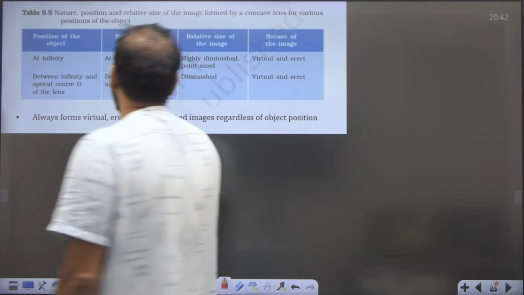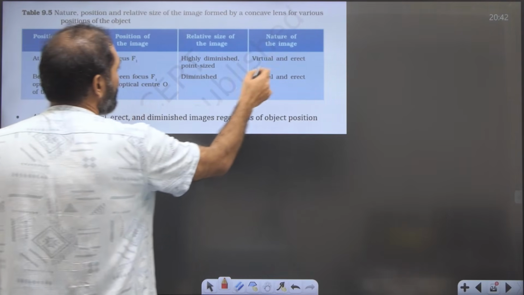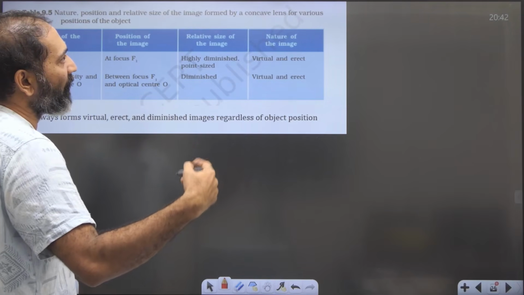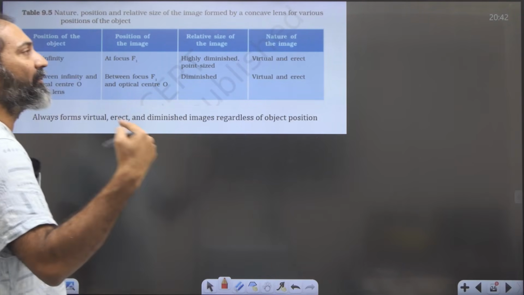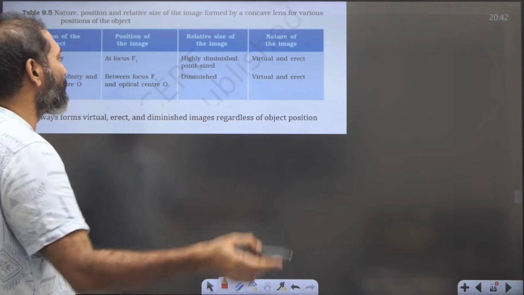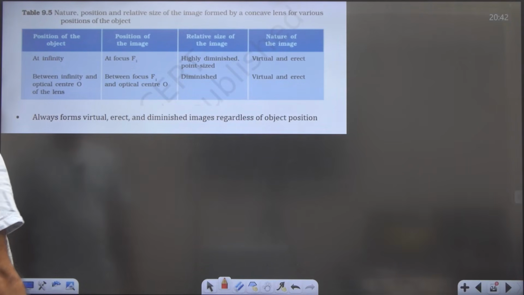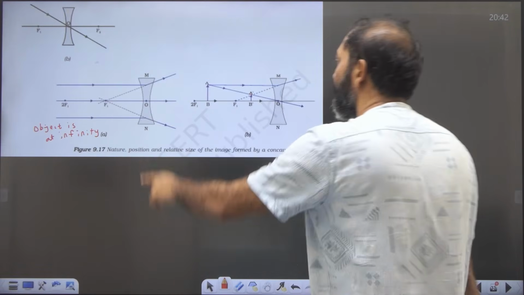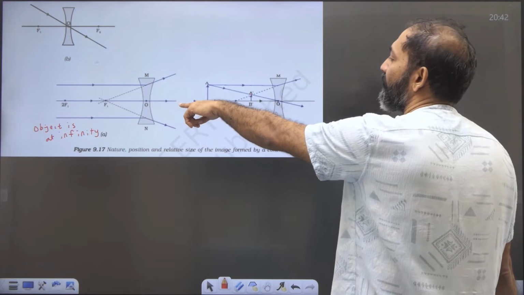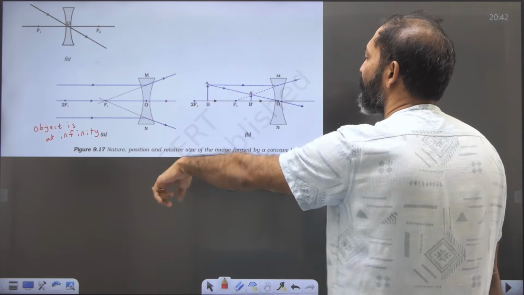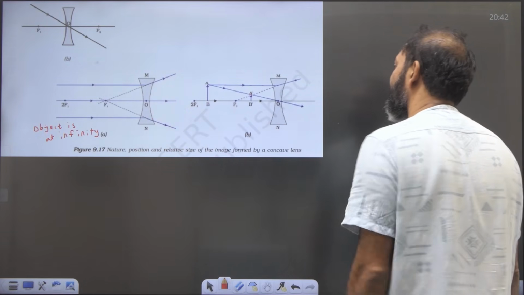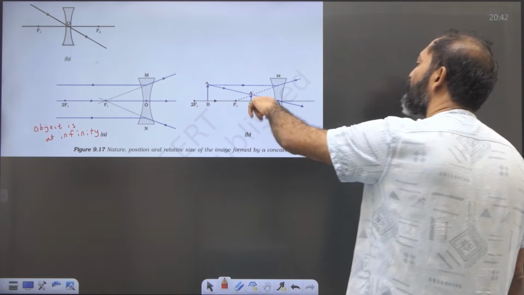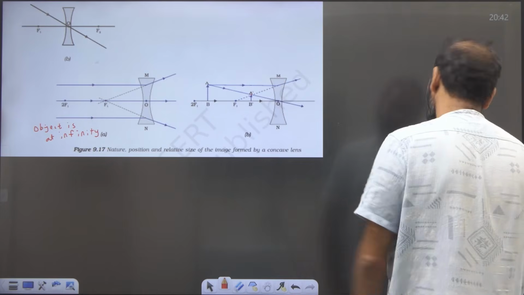See, at infinity the image is at focus F1, highly diminished, point sized, virtual and erect. I am teaching you the concave lens, which is similar to what? Convex mirror. So it forms what? Virtual and erect. In the first case, the object at infinity, the image is formed at F1, virtual, erect, highly diminished. Second case: the object is between 2F1 and F1. What about the image? Virtual, erect and diminished.